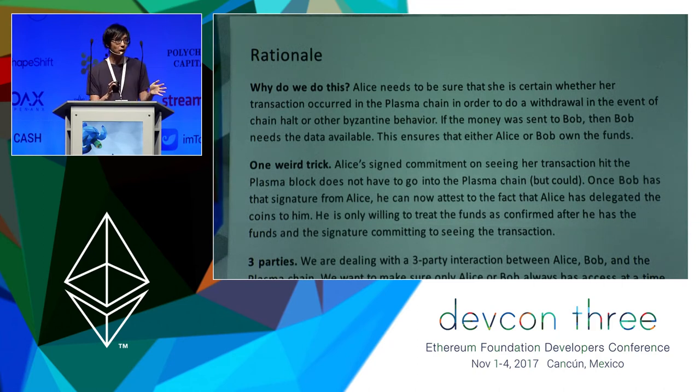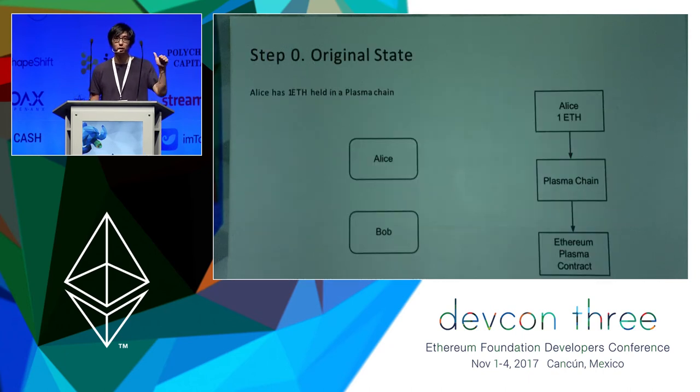And as Bob, you're only willing to accept the funds when you receive that second step, because at that point, Alice cannot claim the funds according to the consensus rules written in Solidity or Viper on the base chain, on Ethereum. It says, okay, once the second signature happens, Alice no longer has any claim to the funds. Essentially, we're dealing with three parties here: Alice, Bob, and the Plasma chain itself. So let's go over these four steps.